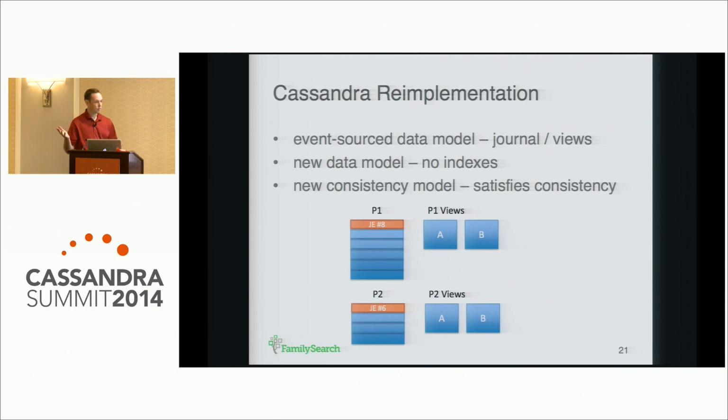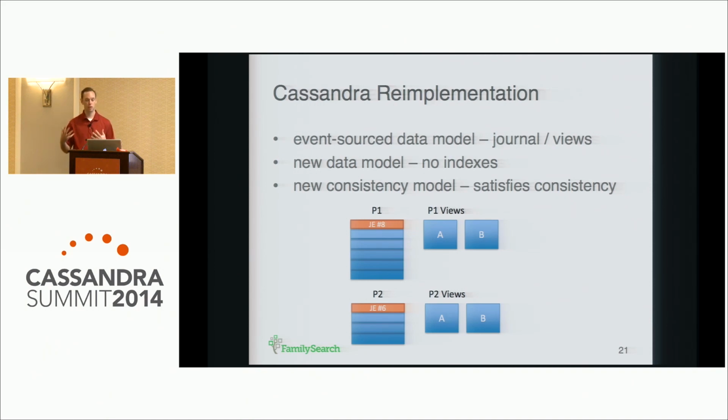We picked an event source data model. So the truth is in the journal, and the view is computed from the journal. And we keep that up to date incrementally. And we don't have to have any indexes at the moment. We're most of the way through reimplementation, so this is kind of a work in progress for us. But primary key indexes is the only thing that we do. And we were able to satisfy the consistency.